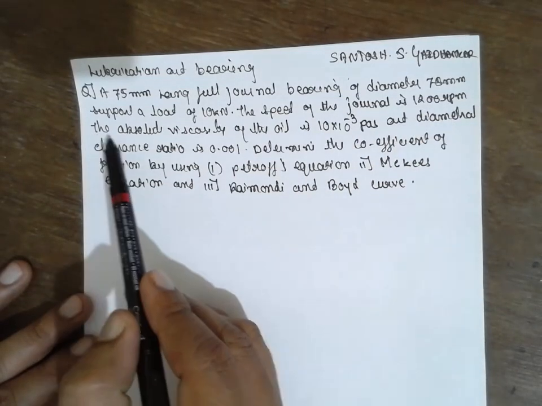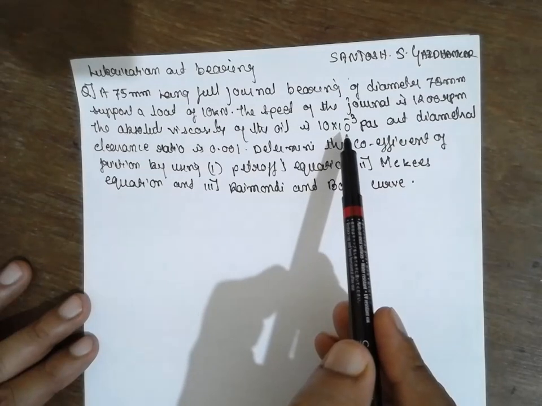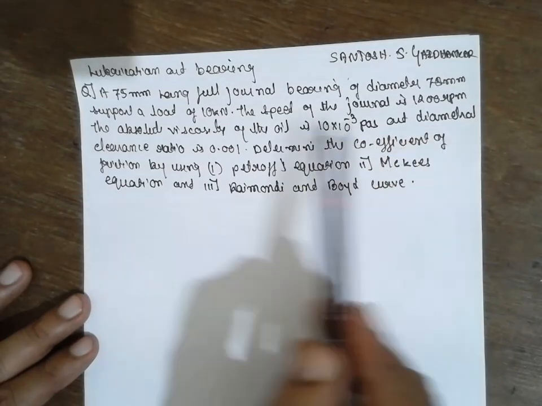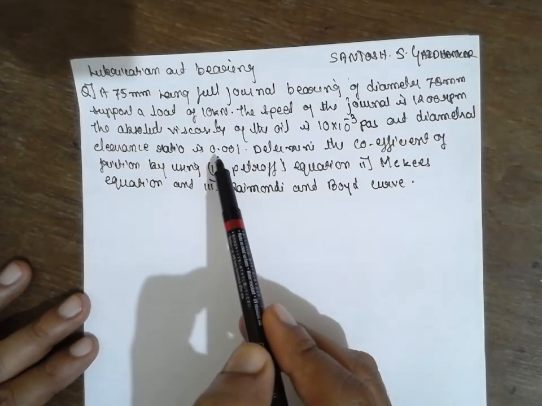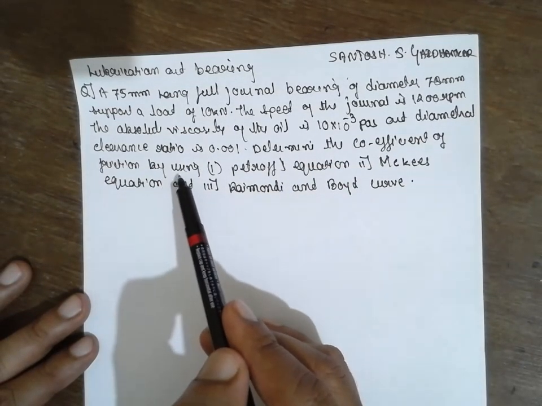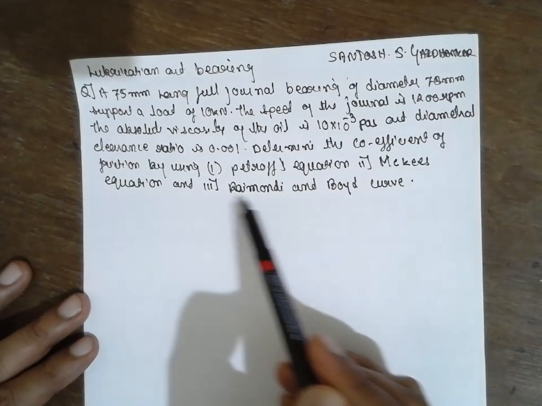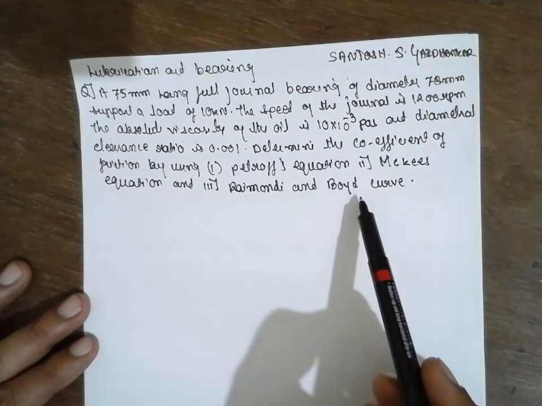The absolute viscosity of the oil is 10⁻³ Pascal second, and the diameter clearance ratio is 0.001. Determine the coefficient of friction. We determine the coefficient of friction by using the Petrov equation. Next is Mackey's equation, and then Raimondi and Boyd's curve.